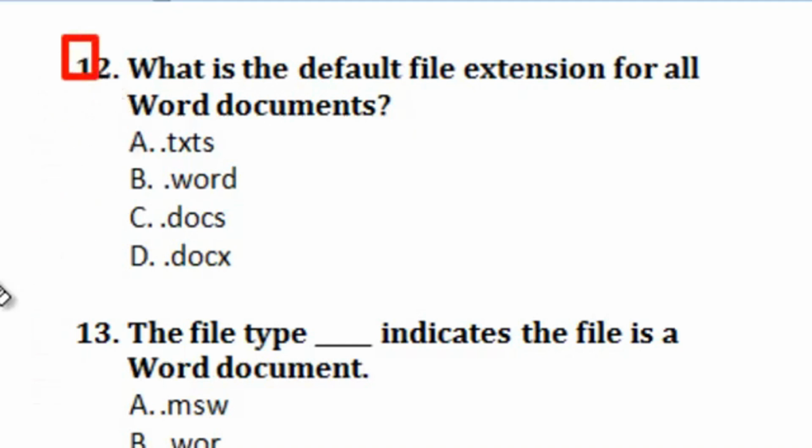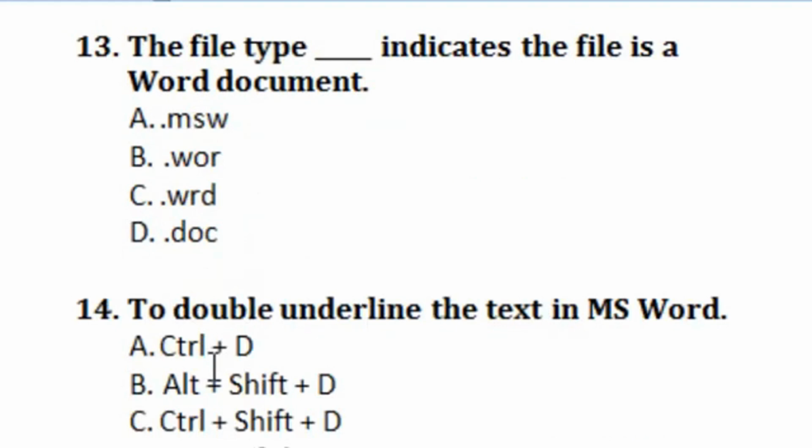What is the default file extension for all Word documents? The file extension is the end part when you save your document, either docs or docx. So which one is the default one? You can just quickly practice it and you realize that the answer will be D, docx. When you are saving a PDF, it is in a different form. When you are saving in Excel, it is also in a different form. But in a document, the default is docx.